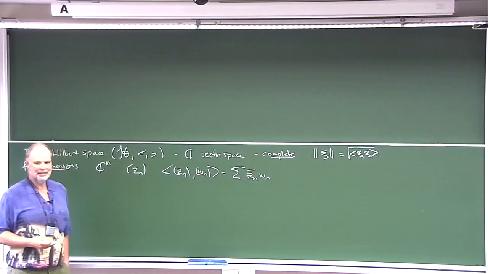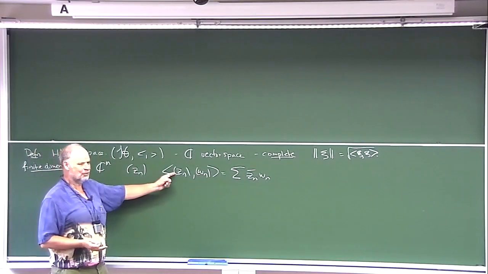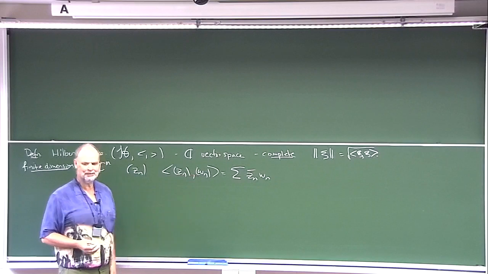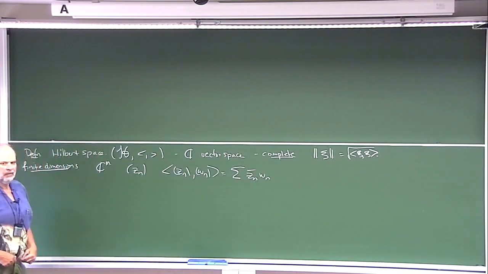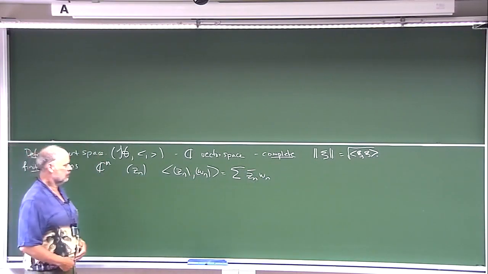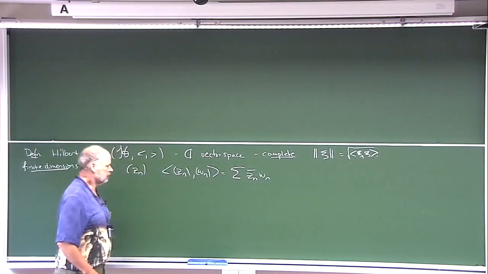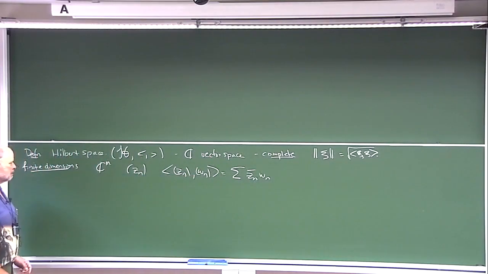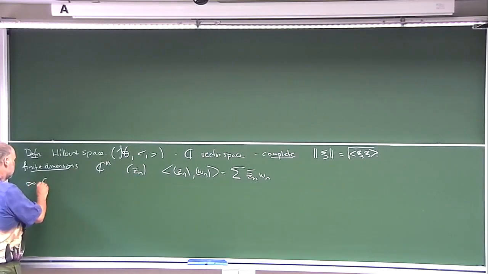There, at least right now, the convention is that it's conjugate linear in this one and linear in that one. Okay? So that satisfies all these properties, and completeness is trivial in finite dimensions. All right, so now we've turned to infinite dimensions.